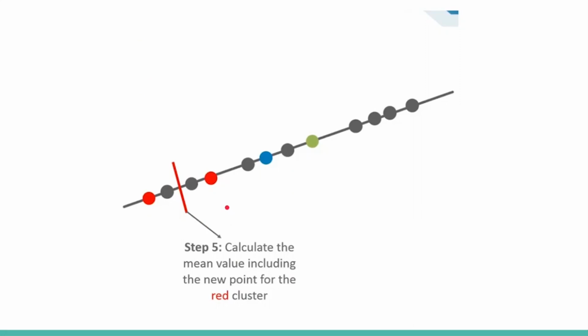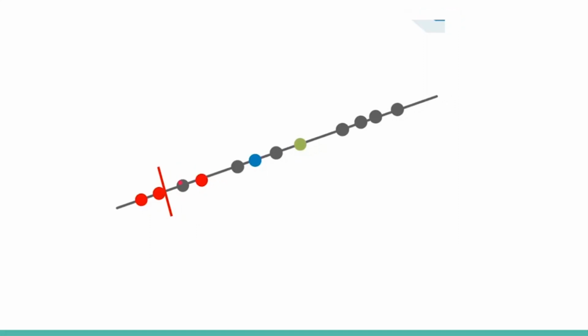And now we calculate the new mean value including the new point for the red cluster. So the mean value for the red cluster would be somewhere in the middle, exactly half. So this is our mean. We'll use this mean as a reference to calculate for other data points.